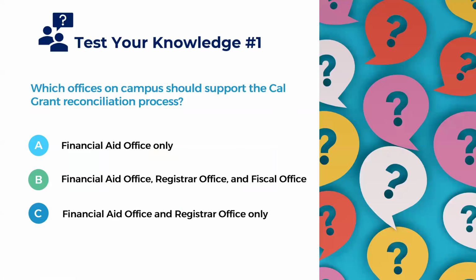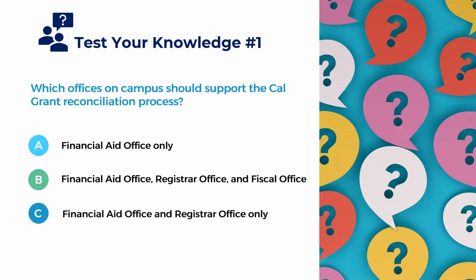So we have our first little poll here. Let me pull up my poll and see about testing your knowledge. Right now, we're going to ask which offices on campuses should support the Cal Grant reconciliation process. And as soon as I launch this poll, I will let you see that. All right, so, oops, that is not the right one. End poll. Let me grab the other poll. Apologies. Okay, so we want this one. It's got to drop down to my list here.